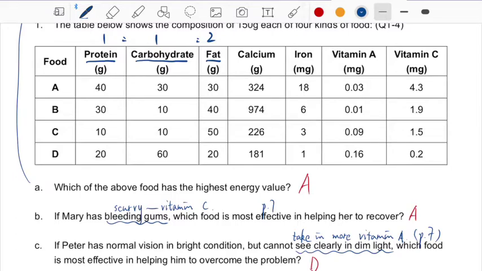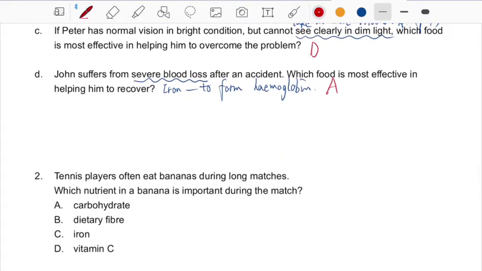So John should choose a food that's rich in iron. Take a look at this column. Among all 4 types of food, A contains the most iron. So for this question, we should choose A. Okay, and then question 2.